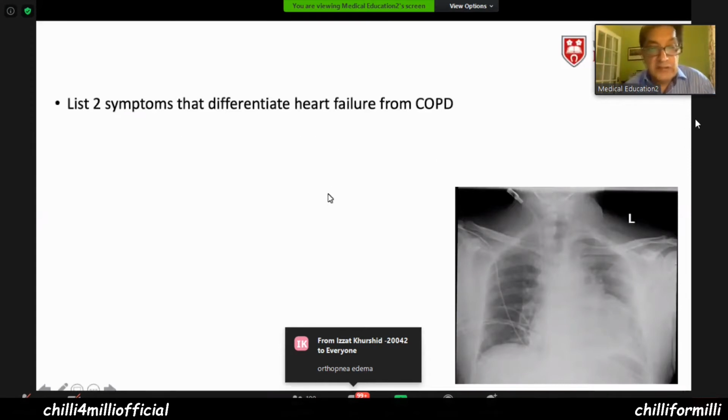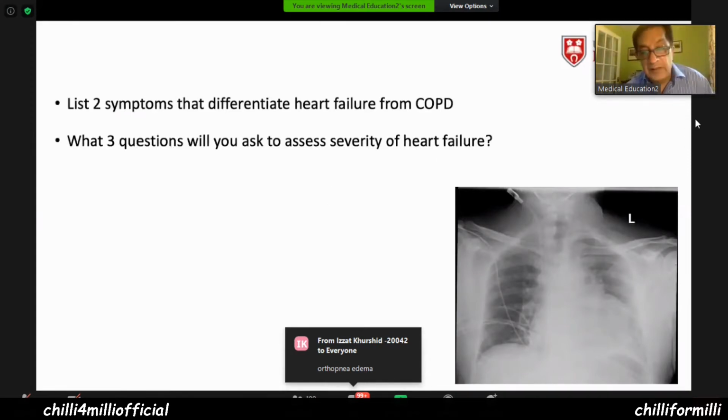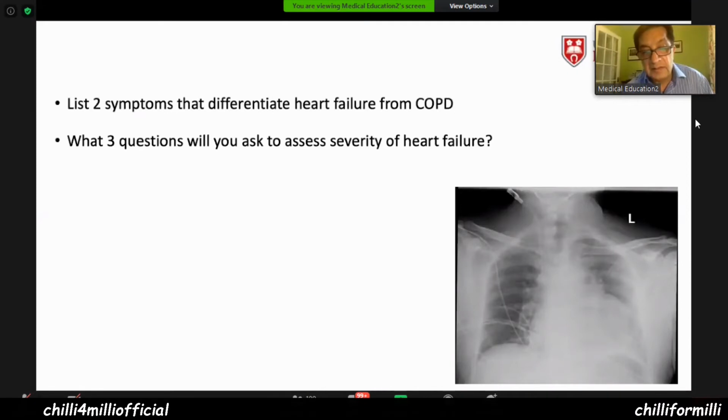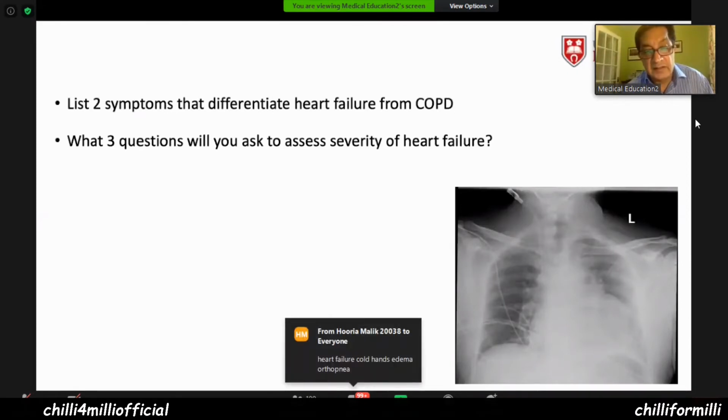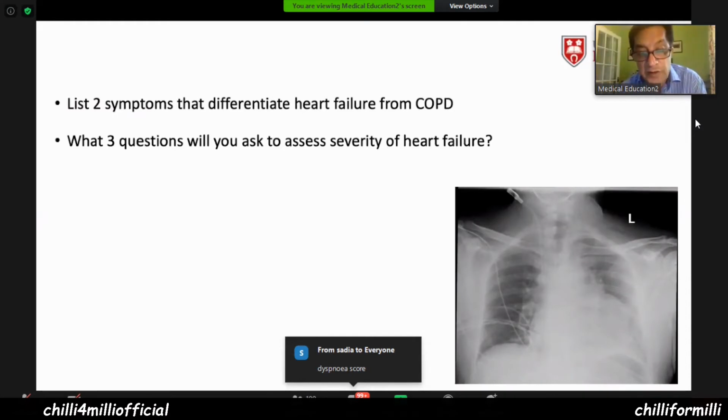What three questions will you ask to assess the severity of the heart failure? How far can you walk? Dyspnea score. Yeah, someone said dyspnea score. Spot on. Nawal, how much can you walk? Functional disability, correct. Activity level, correct. PND, correct. Okay, I think that is enough. We need to move on.